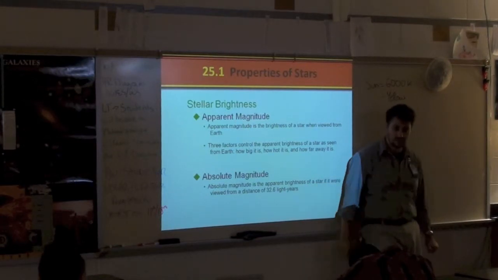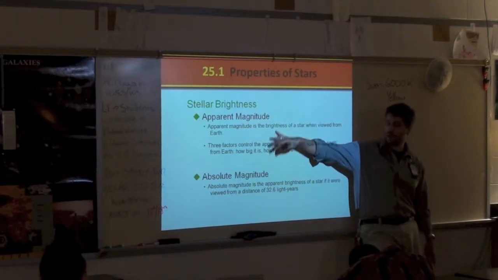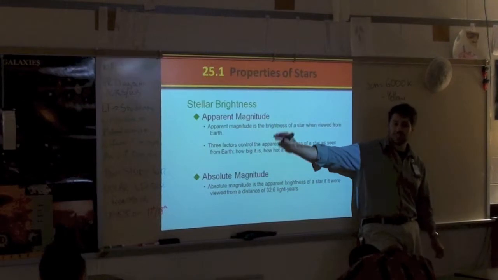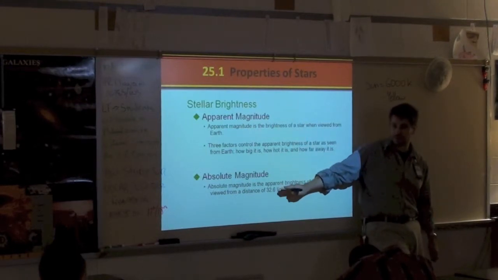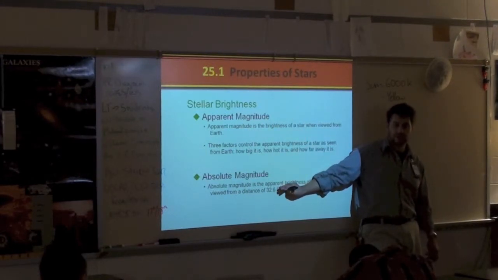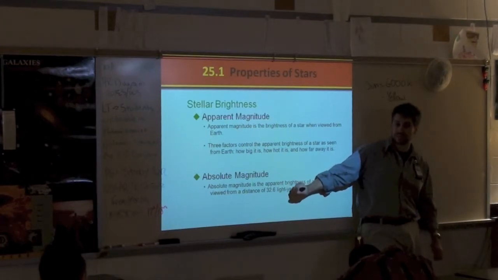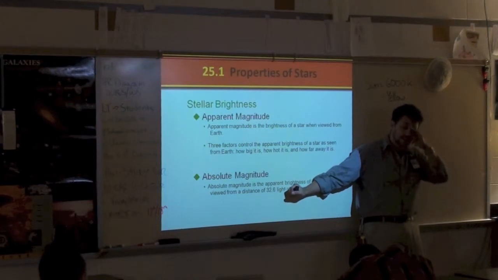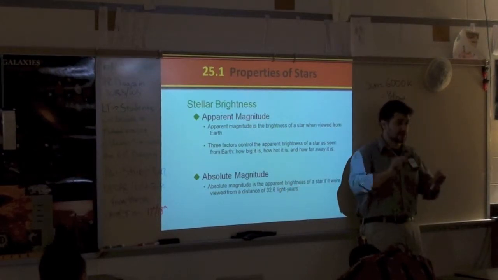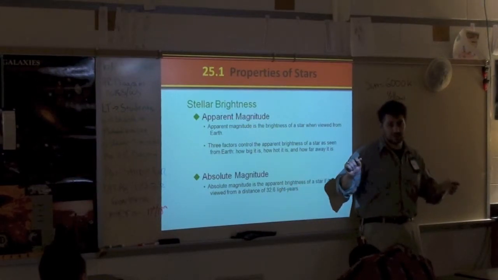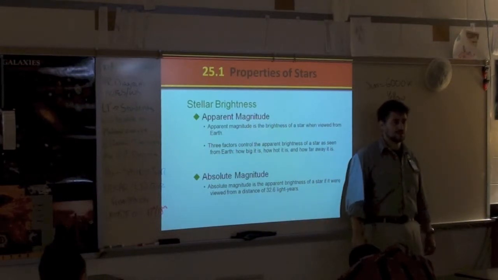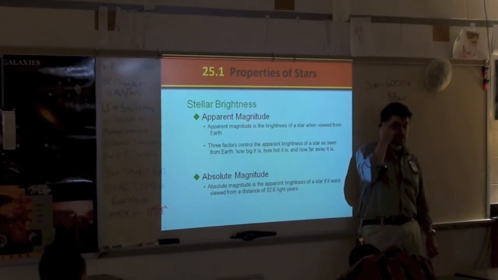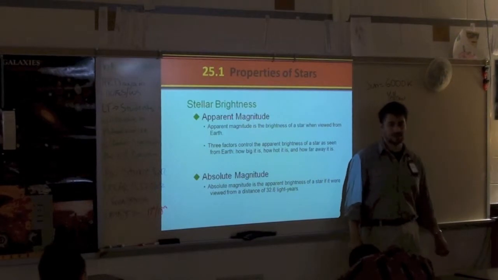Chris? So, apparent magnitude is how bright the stars are. Yeah, apparent magnitude is how bright it is at Earth. You don't really even need to write this down. What you need to know is absolute magnitude. Absolute magnitude is how bright the star is compared to other stars. So what you should be writing down is absolute magnitude is the brightness of a star compared to other stars from a distance. Done. So if I said, what does the absolute magnitude of a star mean? You're going to say, it's how bright the star is.